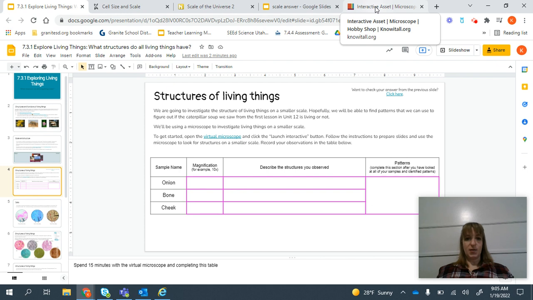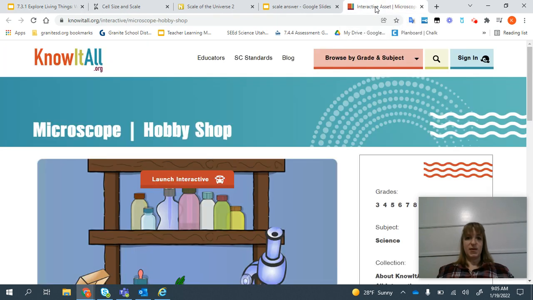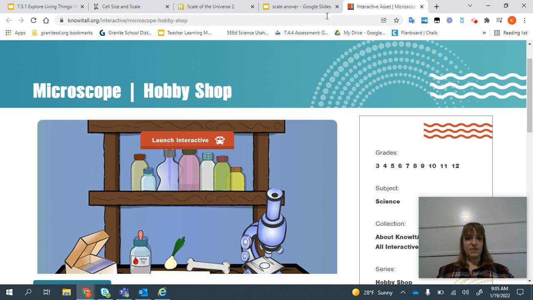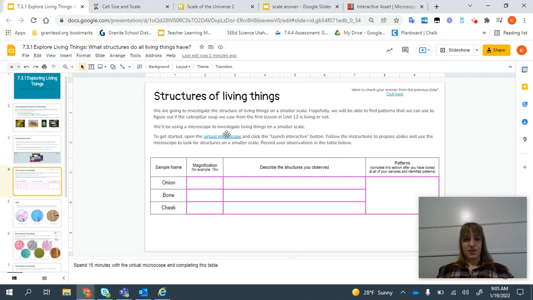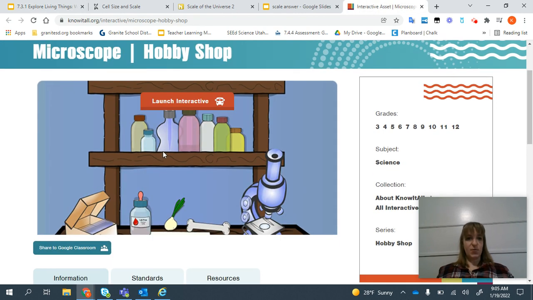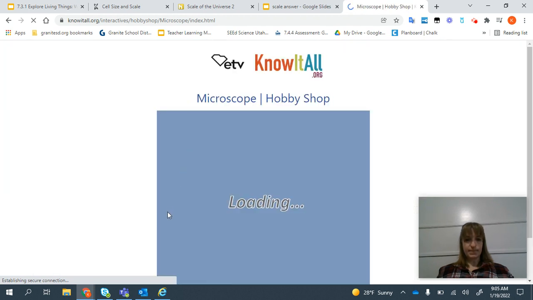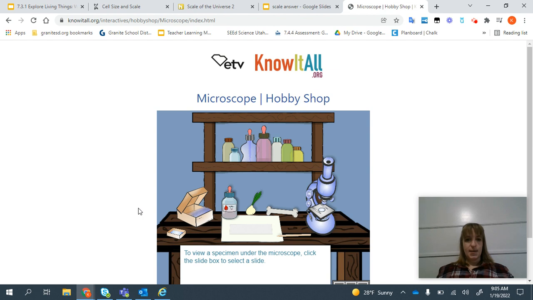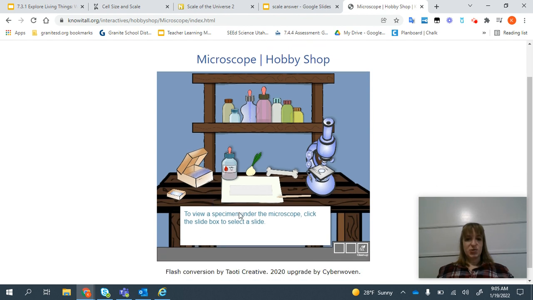So I'm going to show you how to do this interactive, and you can work along with me as we do the onion cell. So when you click on the interactive, that's this link right here. If you click on the link, it will open up the interactive microscope, and you click launch interactive. And it's going to give you instructions for how to prepare a slide.